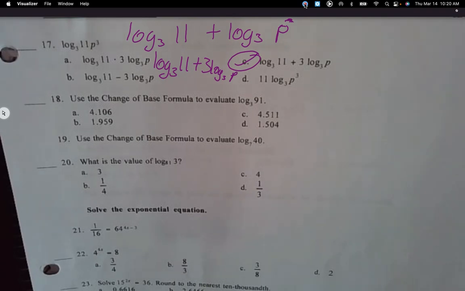Do we understand that? Yes, no? Since we were multiplying, we put the plus sign between them. Since I had an exponent, it had to come out front. That's just those rules.